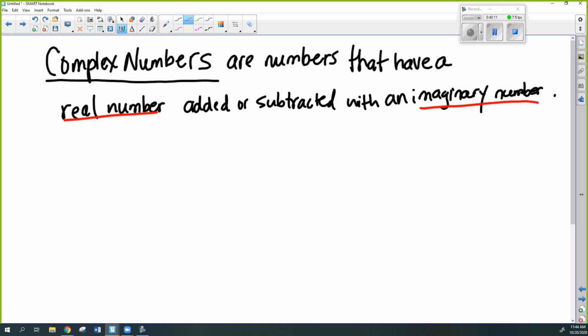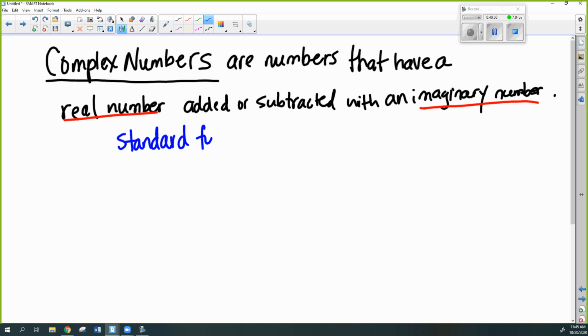Well, real number is all the other numbers we've ever looked at. Okay, those are all the real numbers. Whether it's a square root or a decimal or a fraction or whatever, if it doesn't have an I, it's a real number.